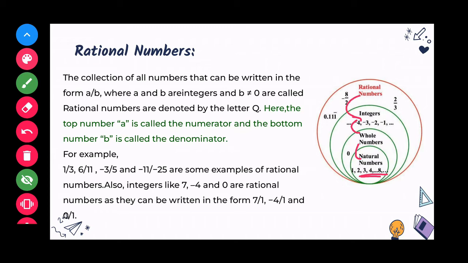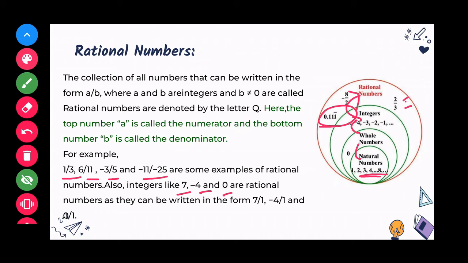Then come the rational numbers. Rational numbers, we already know what rational numbers are. Numbers which are in the form of a by b, and also decimals. Decimals are also rational numbers. We'll talk about how decimals are rational numbers in the further slides. So they have given some examples. For example, 1 by 3, 6 by 11, minus 3 by 5, minus 11 by minus 25 are some examples of rational numbers. Also integers like 7, 4, minus 4 and 0 are also rational numbers.